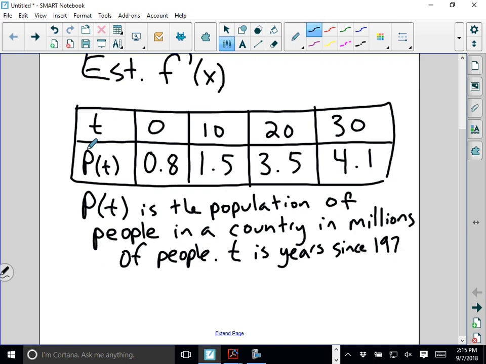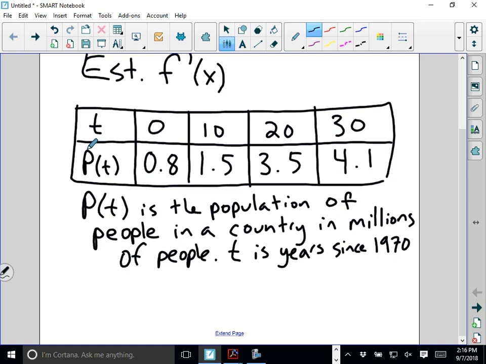So the t value of 0 there doesn't mean in the year 0, right? We're not talking about biblical times here. T equals 0 means 0 years since 1970. So that first column would read, in 1970, we have a population of 0.8 million people. In year 10 would mean 1980, 1.5 million people. 20 would be 1990, etc.